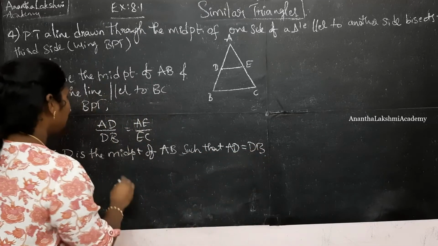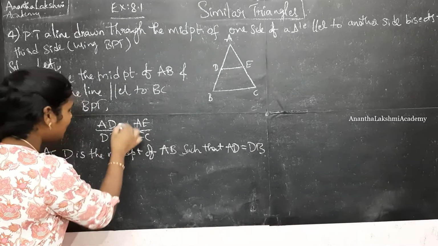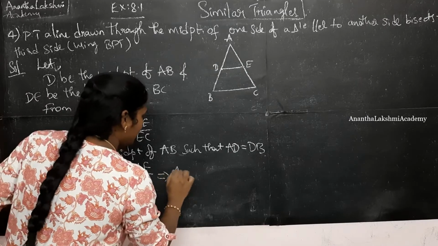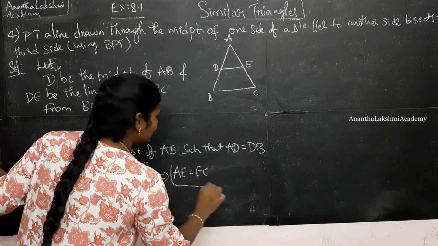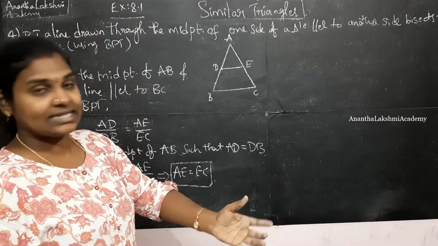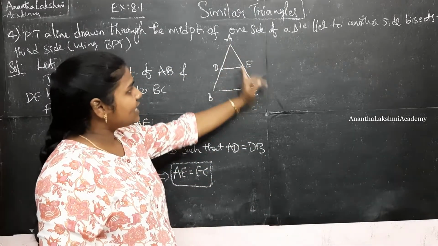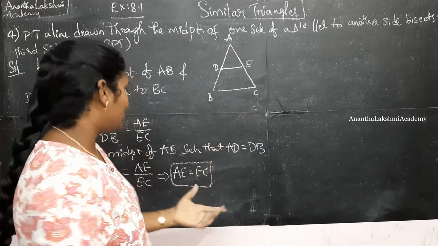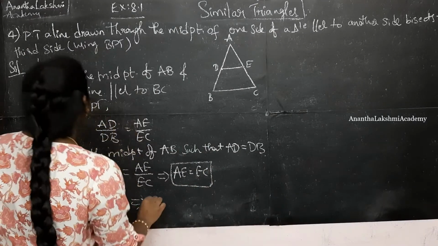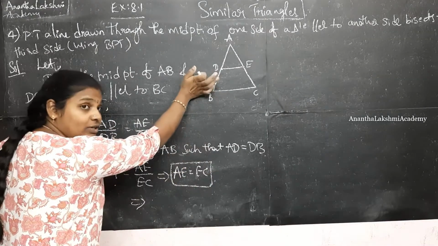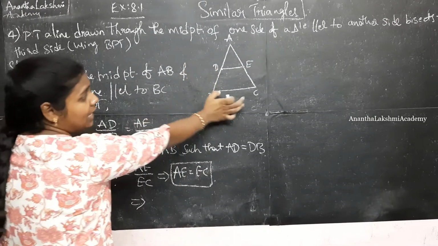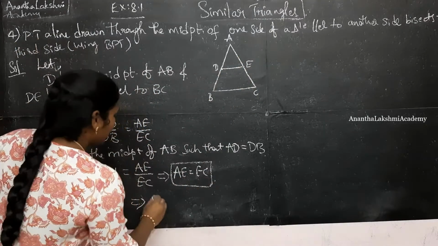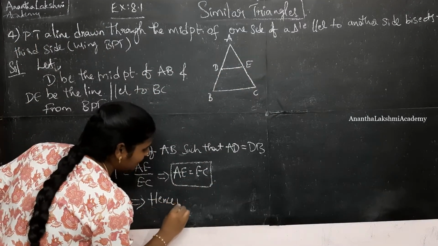Now what happens? AD by DB, AD is equal to DB. AD by DB is 1, which is equal to AE by EC. That implies AE is equal to EC. What did I mention? When you say bisects, it is nothing but it divides AC into two equal halves, which means AE and EC are equal. So hence we can conclude that the line drawn from the midpoint of one side of a triangle parallel to the other side will bisect the third side of the triangle. So hence proved. I am just writing it as hence proved.